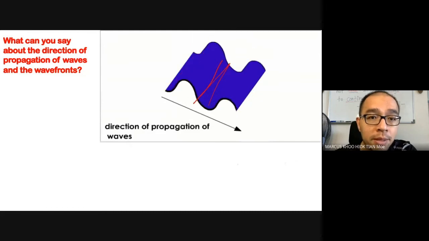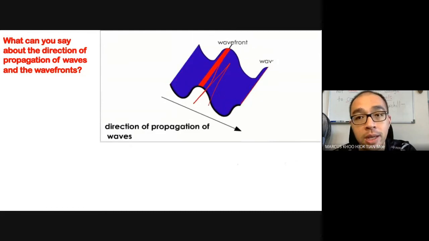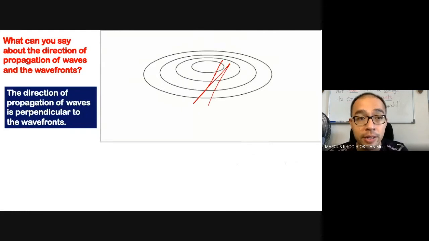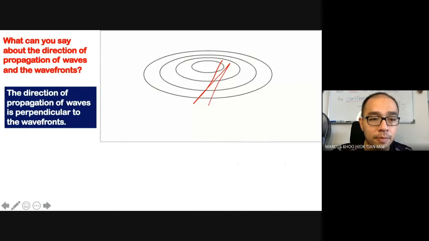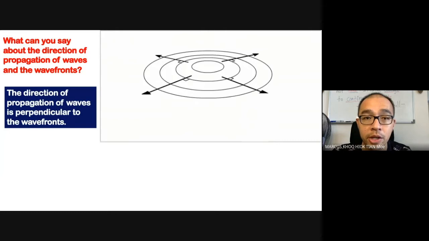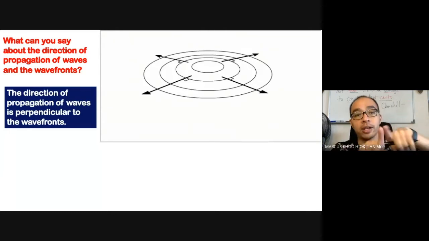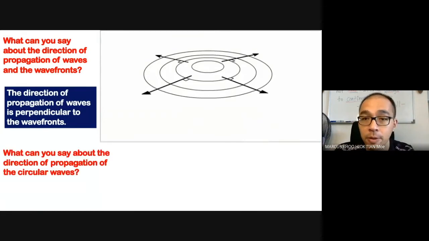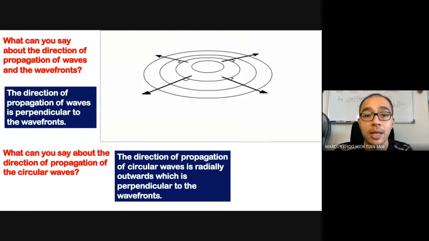So what can you say about the direction of propagation of waves and the wavefront? The direction of propagation of waves is perpendicular to the wavefronts. The wavefronts go that way, and the direction is this way, so it's perpendicular. The direction of propagation of circular waves is radially outwards, which is perpendicular to the wavefronts.